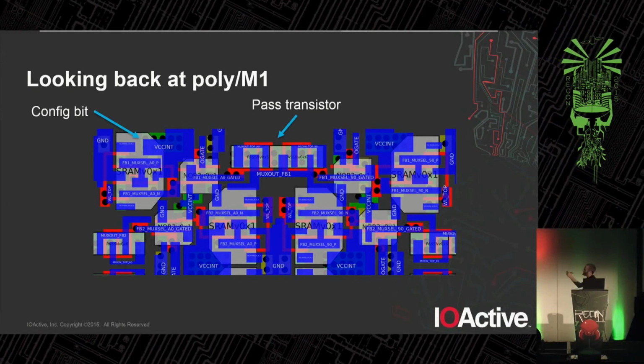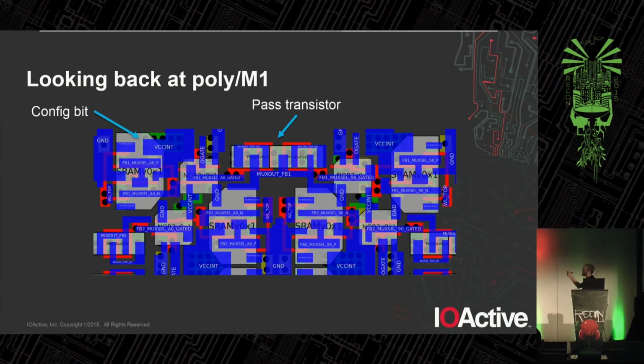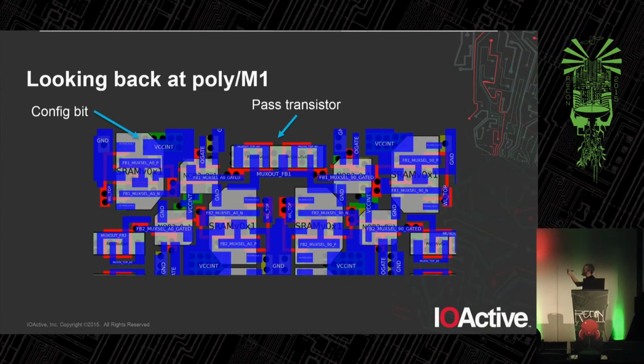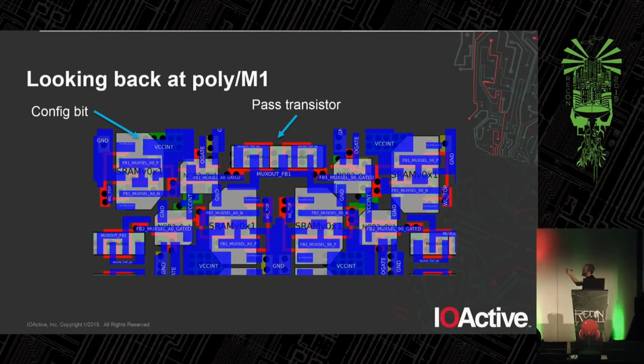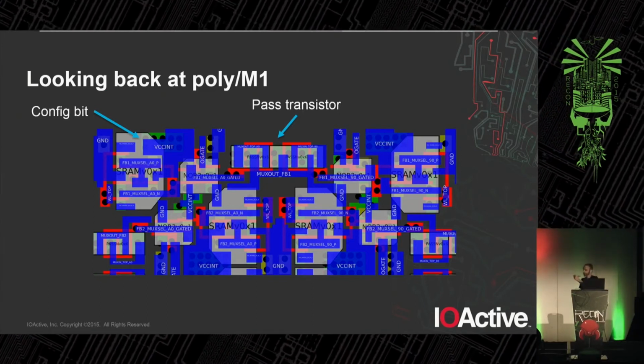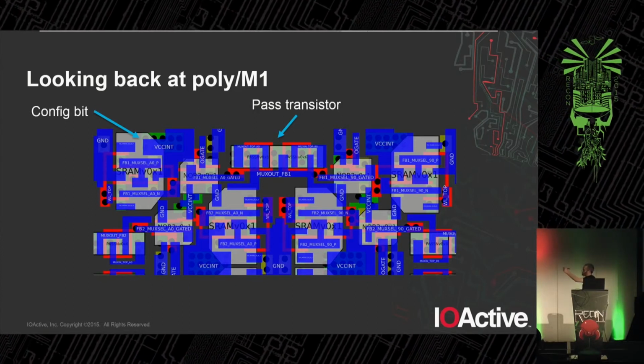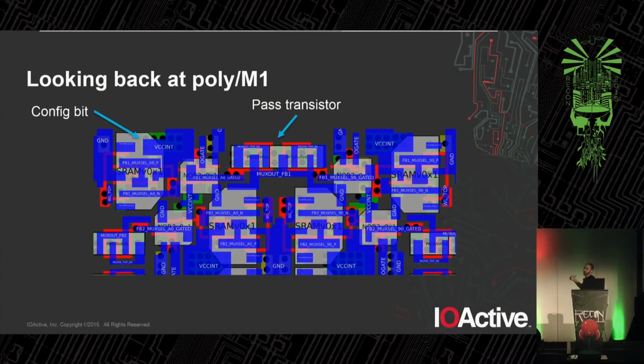So you can see there's a big pass transistor here. We've got the signal coming in from the upper layer here and here. And then we've got an output of the mux here. There's an SRAM cell that goes through a 2-input NOR gate and then drives that.